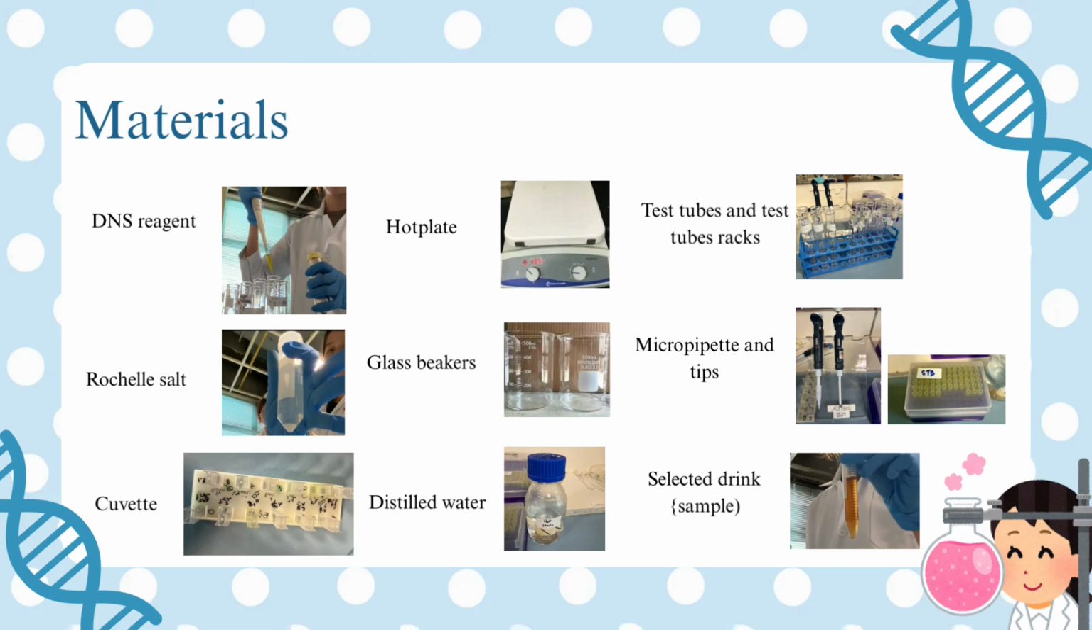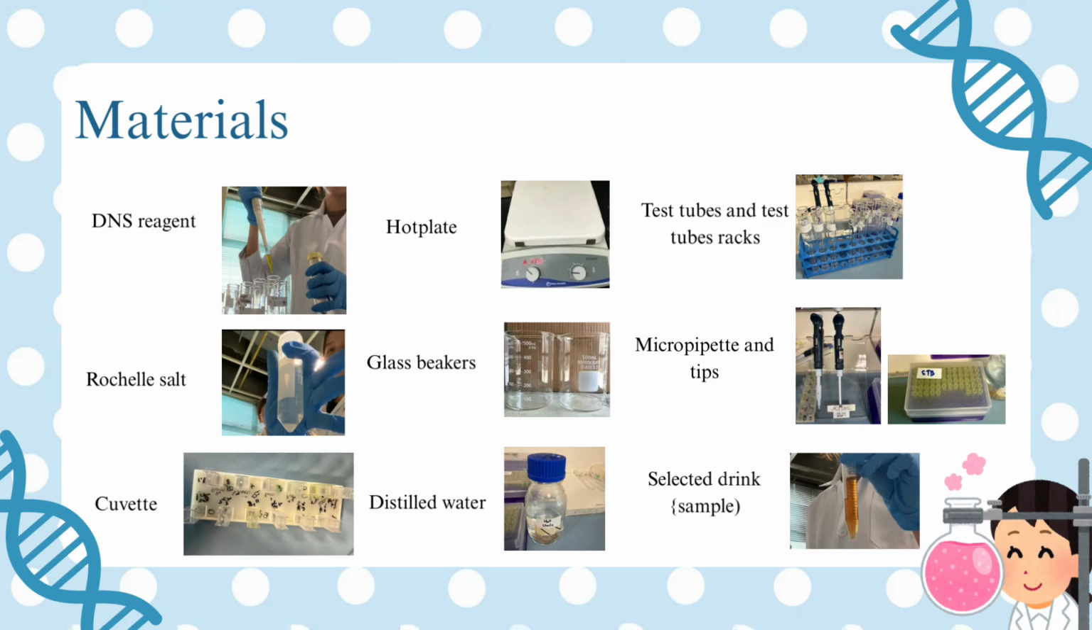The materials used for this experiment, firstly, is DNS reagent. It reacts with reducing sugar when heated to produce a reddish-brown color for measurement. Next, Rochelle salt to stabilize the final reddish-brown color to ensure an accurate reading. Cuvette, a transparent container that holds the final solution for analysis in a spectrophotometer.